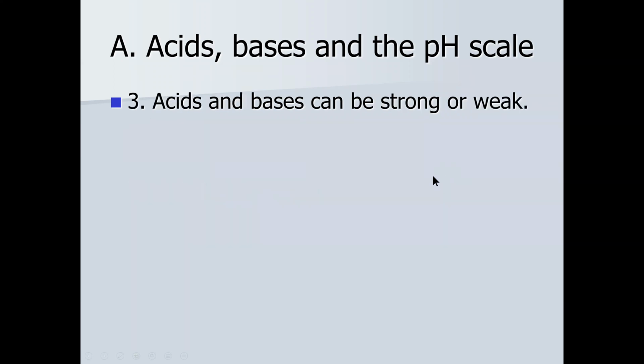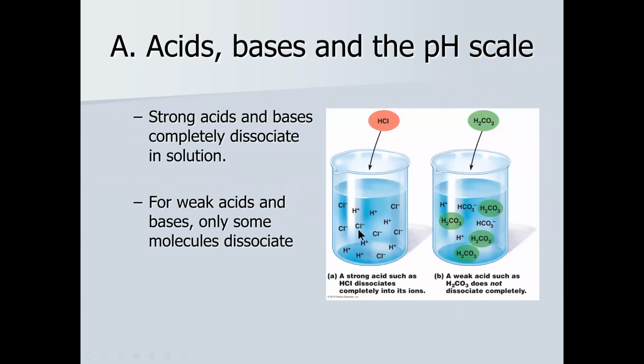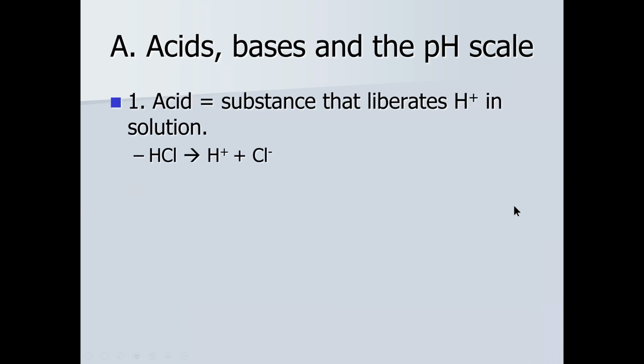Acids and bases can be very strong or very weak. A very strong acid completely dissociates, or near total dissociation. The prototypic example is hydrochloric acid. Hydrochloric acid has 100% dissociation. So if you look in this beaker, we have placed hydrochloric acid in solution of water, and literally we have hydrogen ions and chloride ions. We don't have any hydrochloric acid anymore.